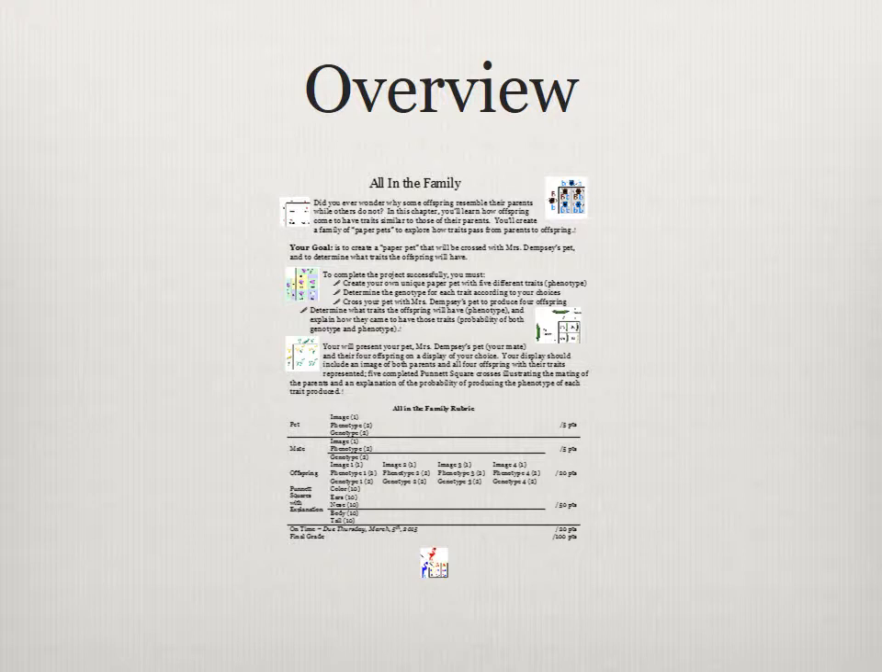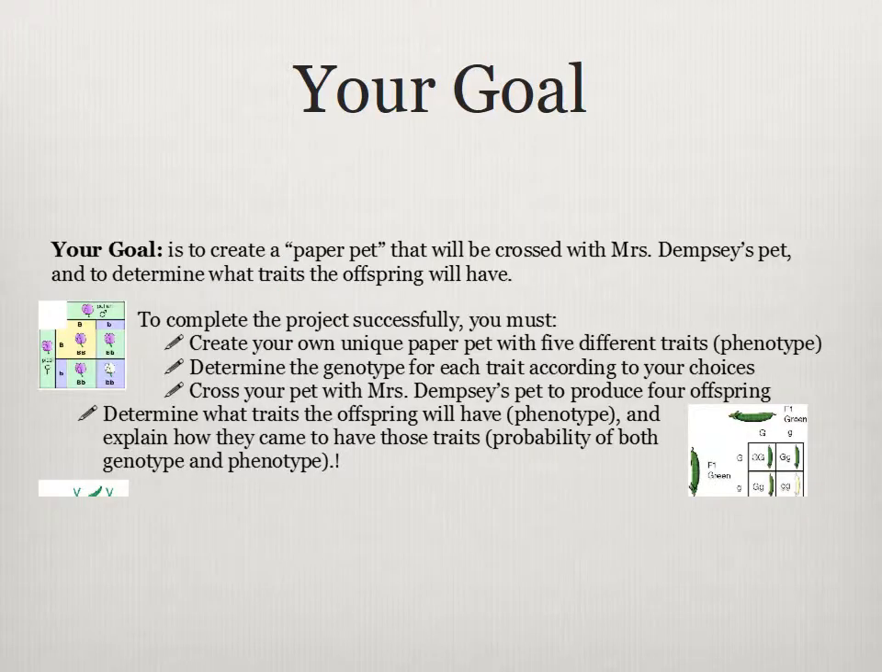For your project, you will be recording the characteristics that your pet has. I will give you my characteristics of my pet. So you're going to record your characteristics. You're going to make an image of your pet based on the characteristics that you chose. You're going to make an image of my pet based on the characteristics that I chose. And then you're going to make an image of each of the offspring that the mating would produce based on the Punnett square crosses that we're going to do in this project.